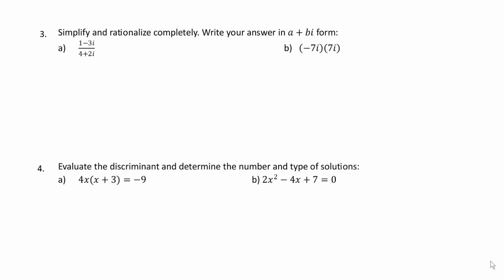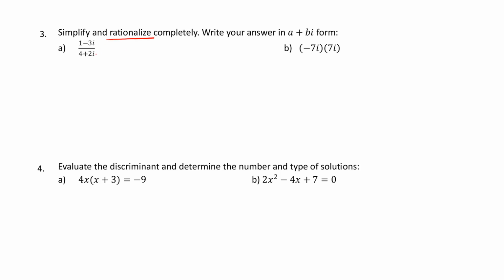Okay, number 3a, we want to simplify and rationalize completely and write our answer in a plus bi form. That means you write it with the real part first, then a plus sign, then the imaginary part. So 3a, we have (1 minus 3i) over (4 plus 2i). We need to rationalize this.